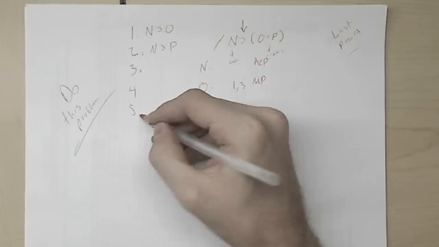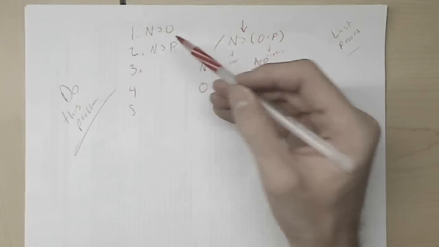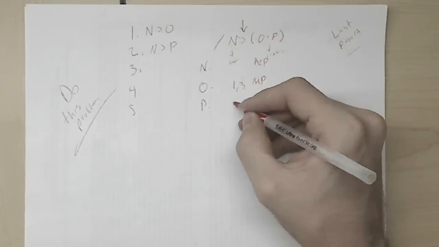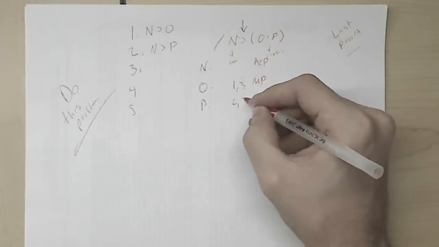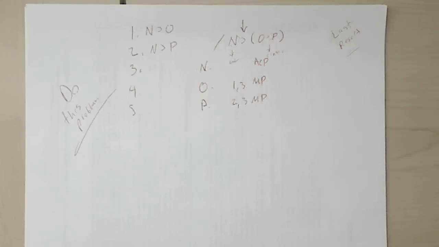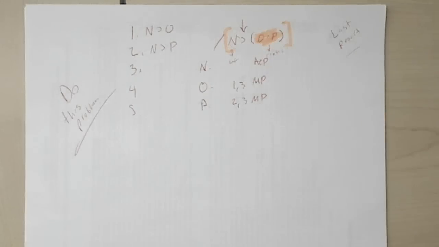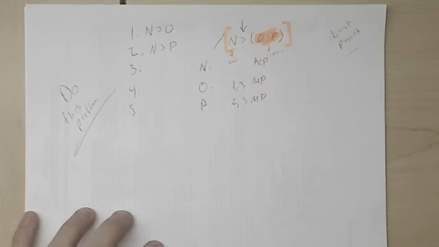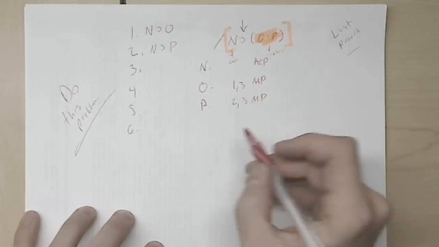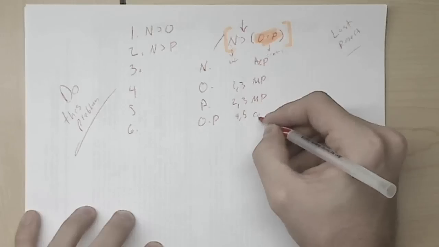Line 5 is, well, if I have N, I also have P, so I can unlock the P. So that's lines 2 and 3, modus ponens. And of course, now I can combine them together because remember, my goal is to create this thing right here. I don't know if that highlighting makes it harder to see or not. So line 6 is to combine these, O and P, and that's lines 4 and 5, conjunction.